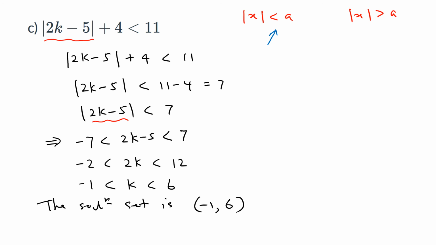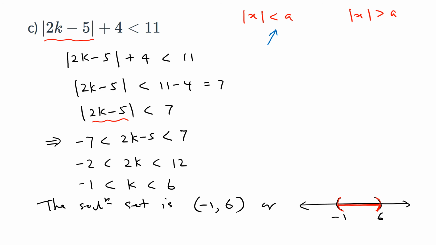Or if you use the graphical notation, you can see it is in between negative 1 and 6. From time to time I use both versions just to make you comfortable. It's up to you which version you use, this version or the circle version. Okay, so that's the answer for that.